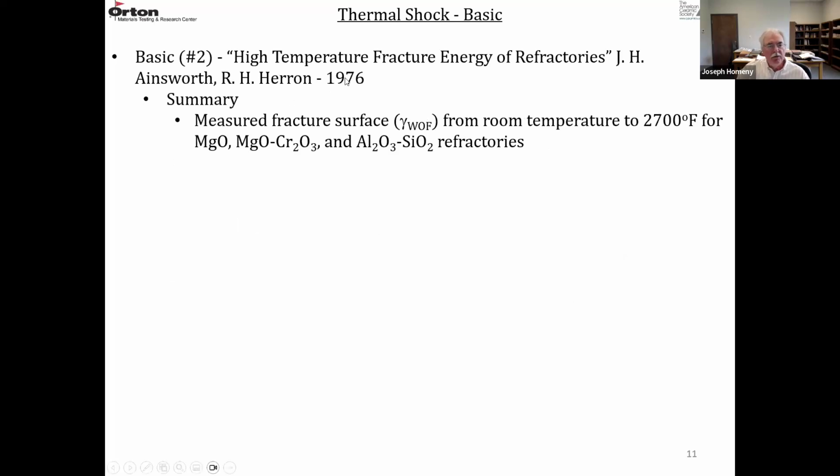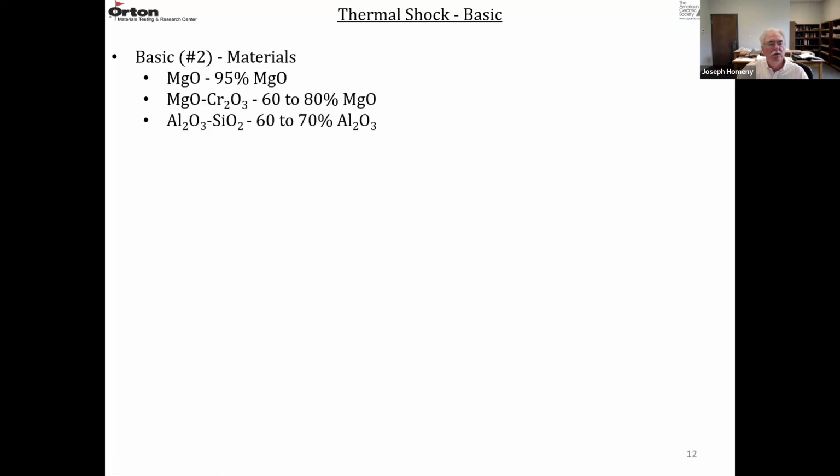So the next paper is by the same two authors a few years later, in 1976. So they decided to look at fracture surface energies at high temperatures. So now they measured the work of fracture, gamma WF, from room temperature to 2,700 degrees F for the same group of refractories: the magnesite group, the magnesite chrome, and the alumina silica. So they're looking at the effect of temperature on the fracture surface energies.